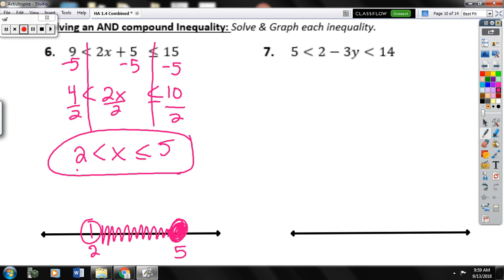Now 7's the hardest one. You'll notice that we have a minus 3y in the middle, which is indicating that we're probably going to have to divide by a negative at some point, which means we'll have to flip both inequalities this time. But still, same process.